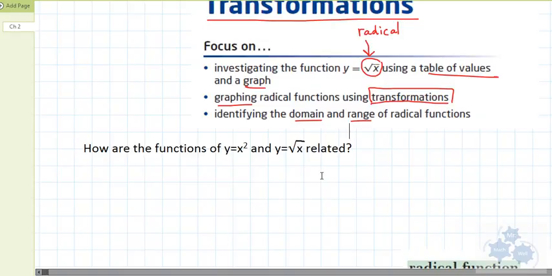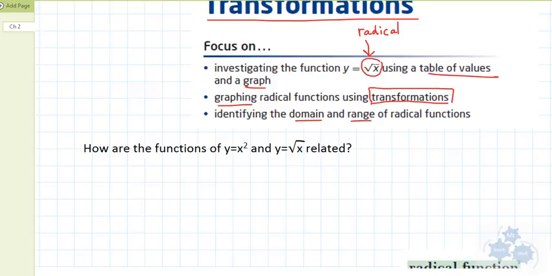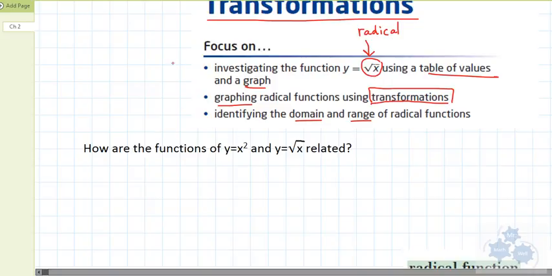My question to you is, how are the functions y equals x squared and y equals square root of x related? Do you remember from chapter 1 what the relationship might be? Inverse. Yes, inverse. That's what that word means. Remember, inverse means reverse. So if we had y equals x squared, and I exchange x and y, how would I get y all by itself? Well, I would take the square root of both sides.